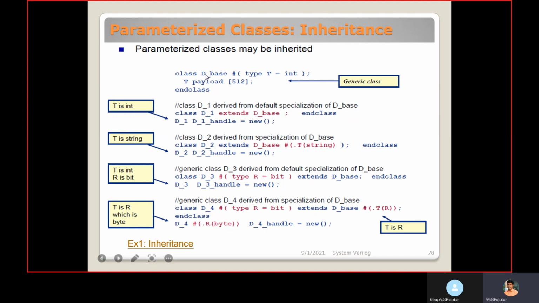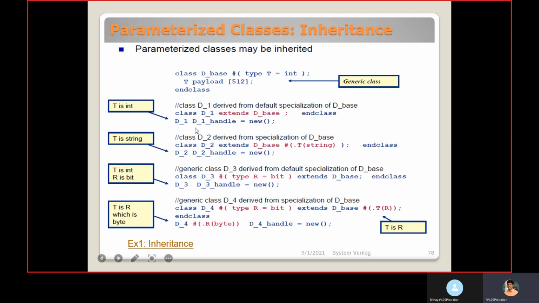D base is nothing but this class. Here we parameterized the type T as int. So when you inherit from this D base, in D1 also we can use T. T is nothing but the int data type. The next one is class D1 derived from specification of D base. So D2 is extended from D base with dot T of string.